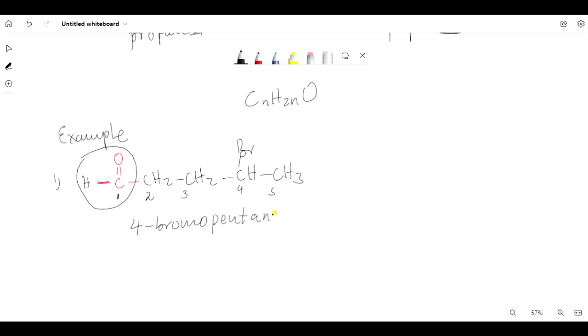Pentanal. Notice that this one does not have a position, because it's always number 1. Okay, it's always number 1, so it doesn't have a position. So let's do example number 2.